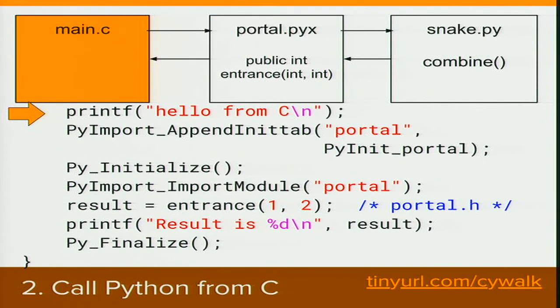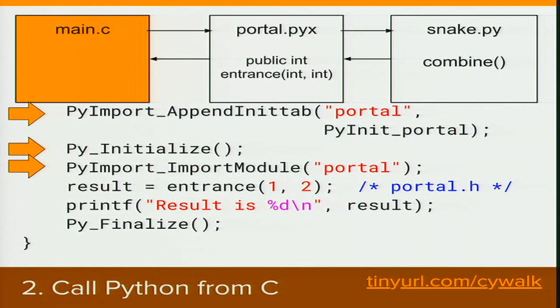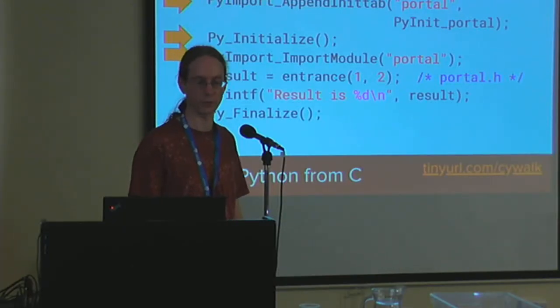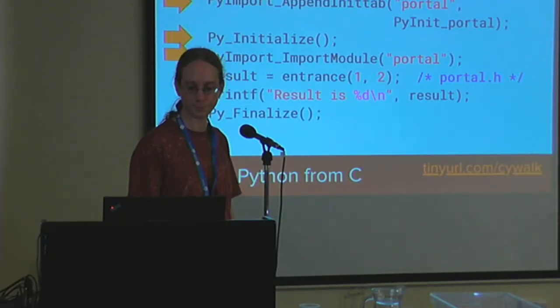So print off hello from C, just to prove it, and then 3 extra lines here. I'm not going to go into what they do too much, but essentially they are initializing Python and doing all the necessary work for portal.pyx to work correctly. Those are pulled pretty much as is from the cython.org documentation. You don't really need to know what they do unless you're planning on doing particularly advanced things.